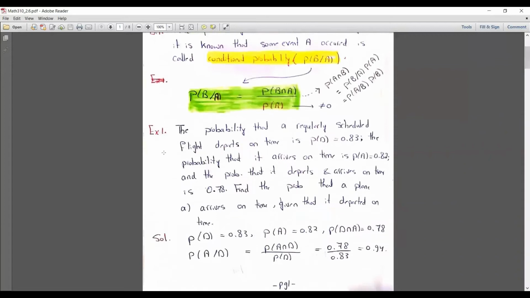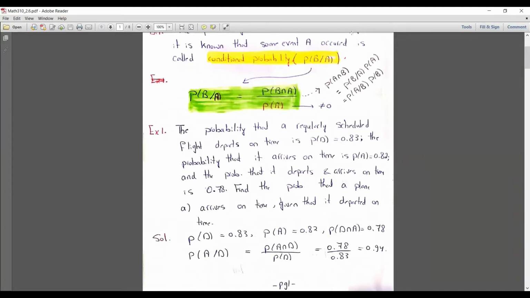Here, guys, we are saying the probability that a regularly scheduled flight departs on time is P of D equals 0.83. The probability that it arrives on time is P of A equals 0.82. And the probability that it departs and arrives on time is 0.78. We need to find the probability that a plane arrives on time given that it departed on time.